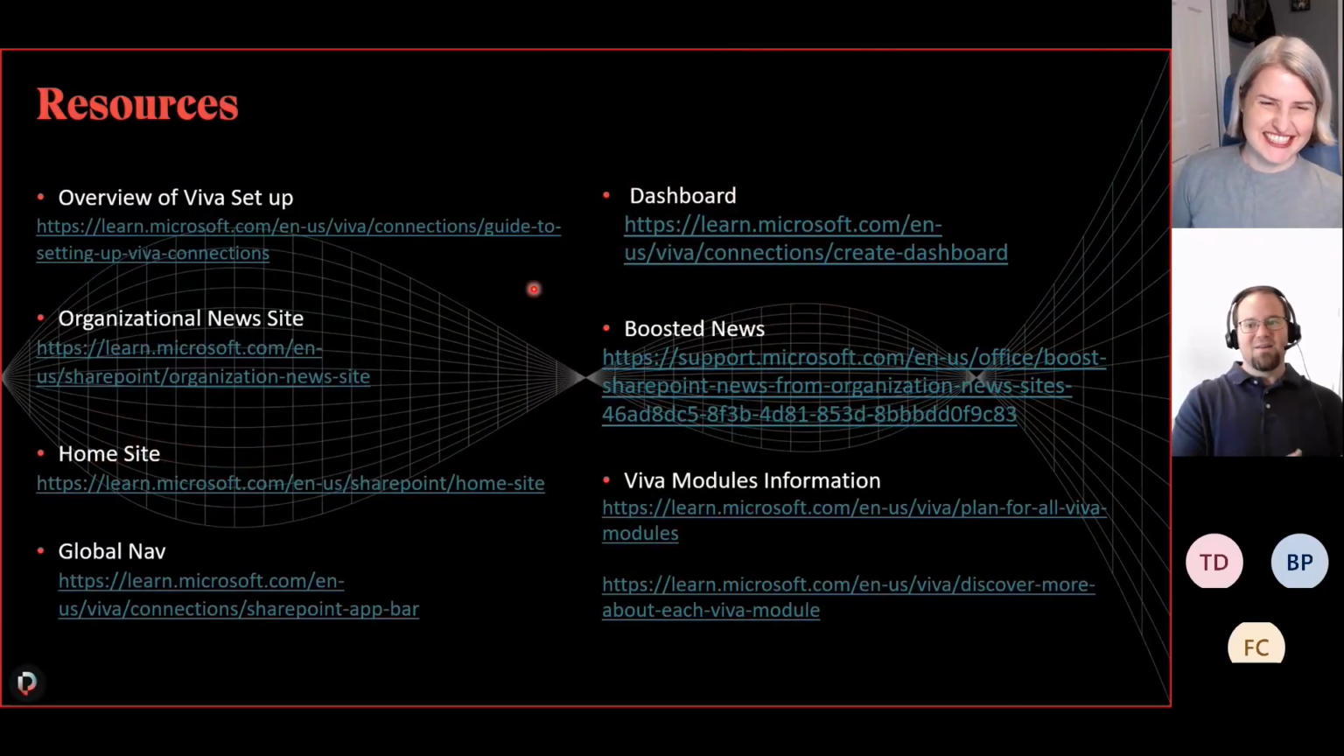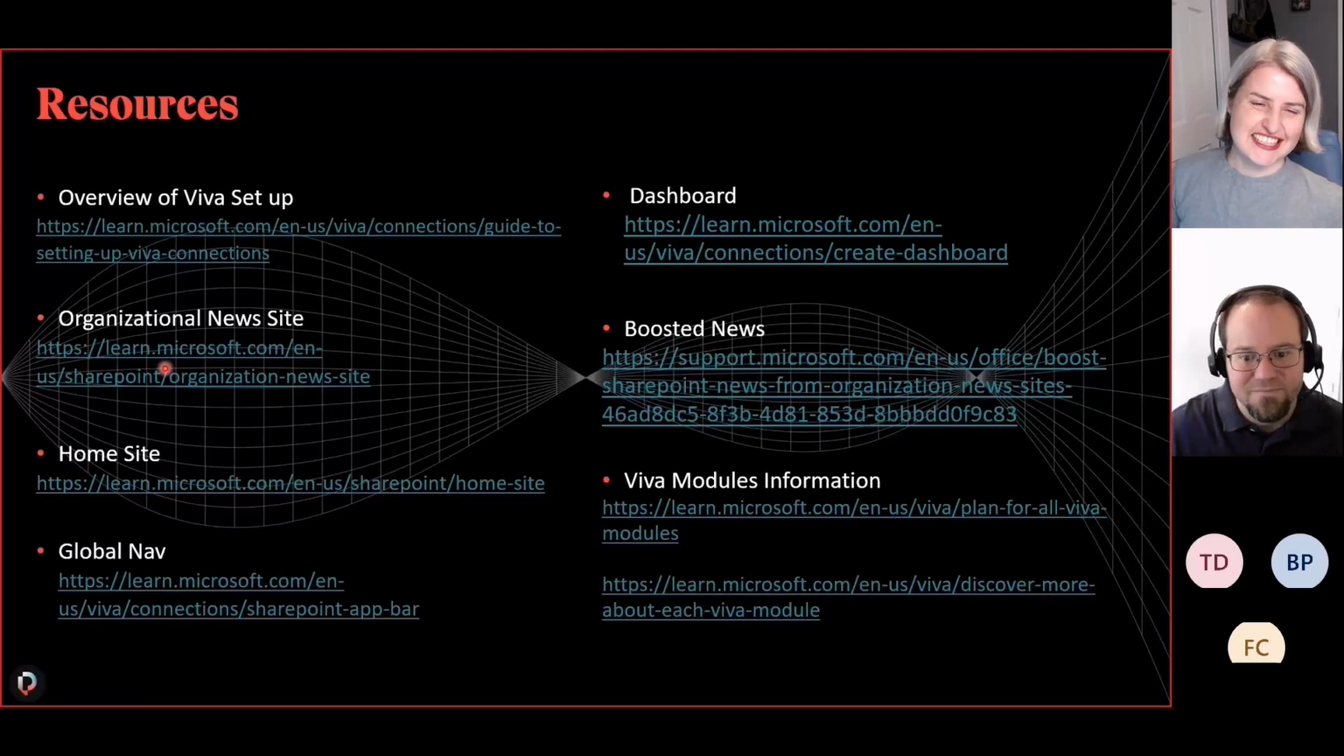But I did want to show this slide here to highlight some different content and resources that you might find useful. We have our overview of Viva setup, what you get from that organization news site, some information about the home site, setting the global nav, working with your dashboard, some boosted news, which is kind of an interesting read if you're looking to see how that news gets affected by things like the org news site and all that. And finally, some information on the different Viva modules.